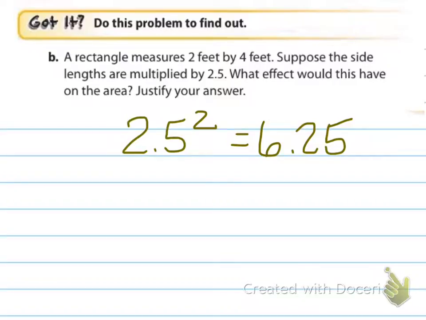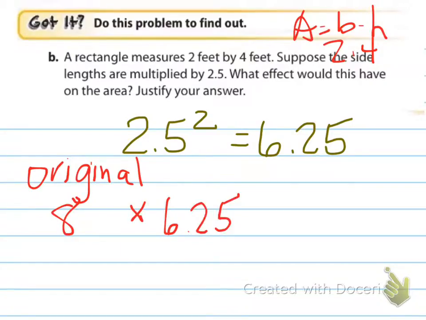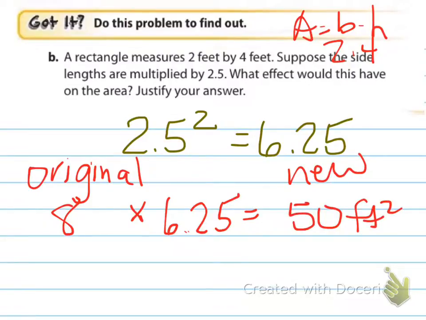All right, so hopefully you figured out that it would be 2.5 squared, which is 6.25 times the original area. So we take the original one. If they wanted to know what the answer is, we ultimately will have area is base times height for a rectangle. So that's going to be 2 times 4, which is 8. So our original is 8. We're going to multiply that by 6.25, and that's going to give us the area of the new rectangle. And that would be 50 feet squared.